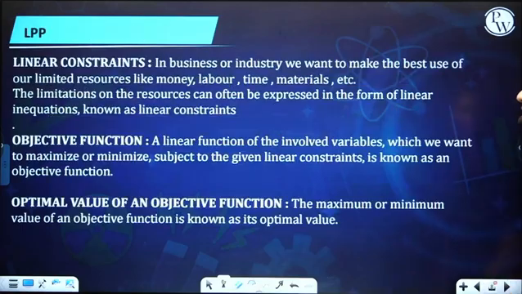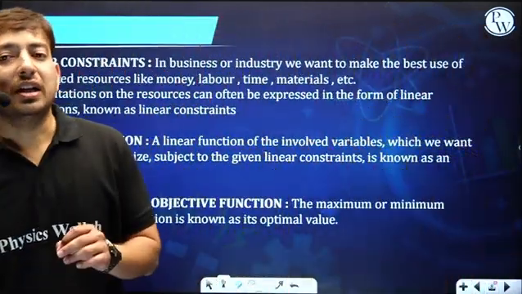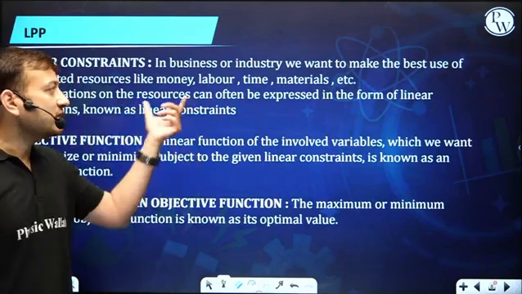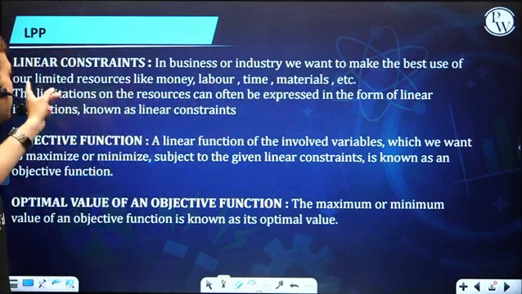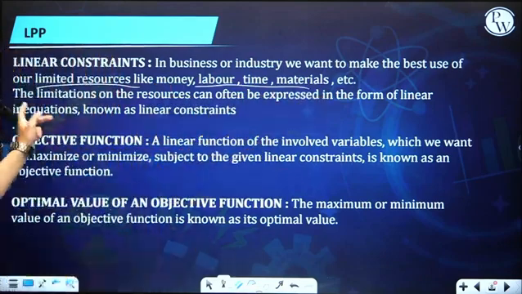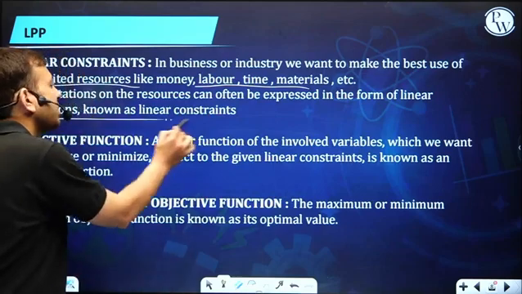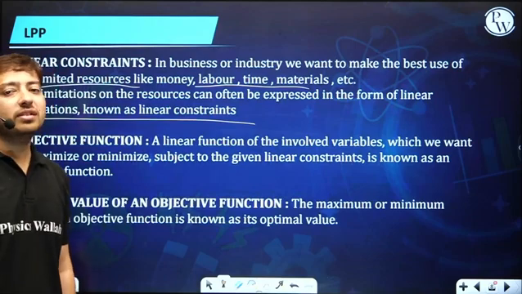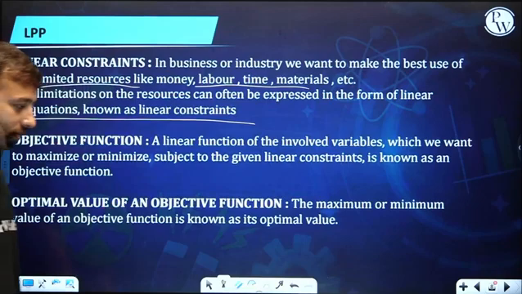Now, some more terminologies. Linear constraints, I have already told you: the linear inequations on which the things are based. In business or industry, we want to make the best use of limited resources like money, labor, time, material, etc. The limitations on the resources can often be expressed in the form of linear inequations, known as linear constraints.